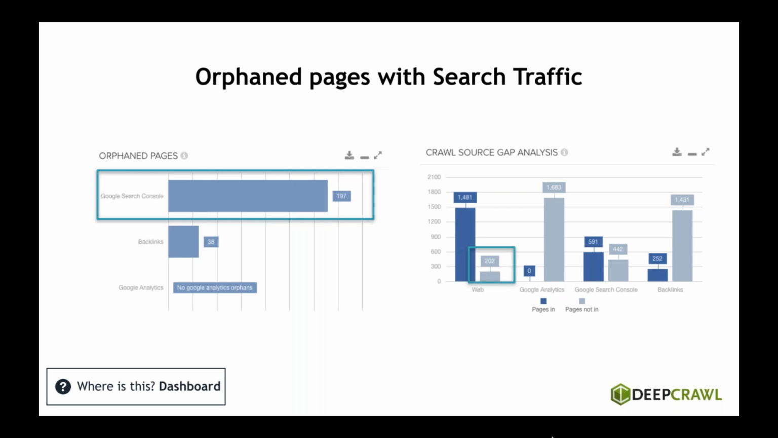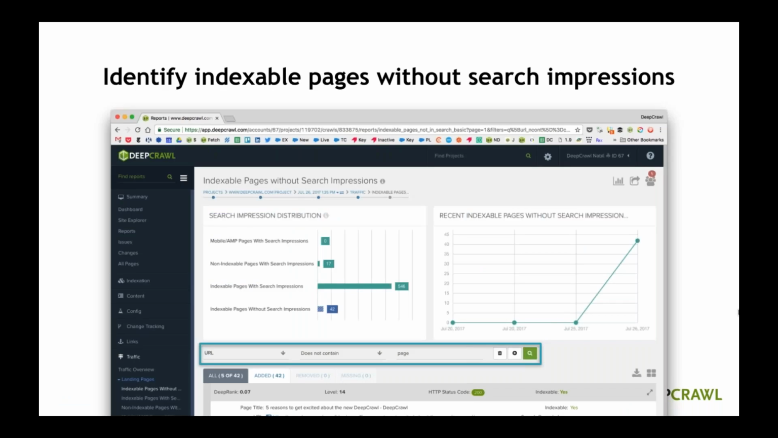You can see it laid out quite visually. Out of our 202 orphan pages, they're broken down on the left into different sources. So you can see that 197 of them are from Search Console, whereas 38 are from backlinks. Again, a very important source. If you haven't taken advantage of integrating backlink data, do make sure to do that. We also have a very useful blog that outlines how you can do that using data from Majestic or Ahrefs.